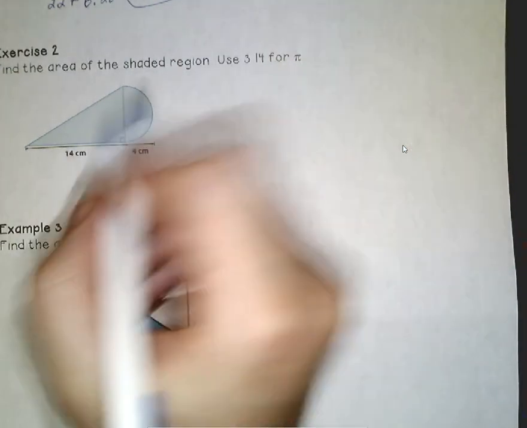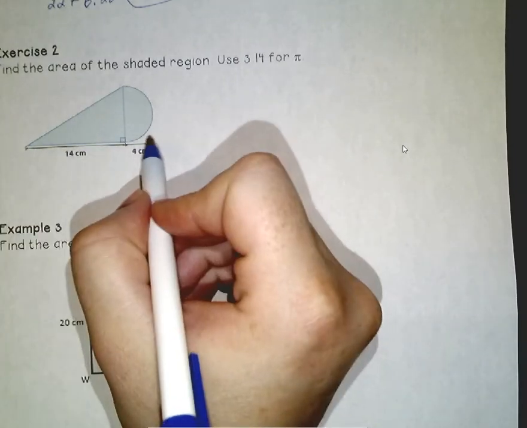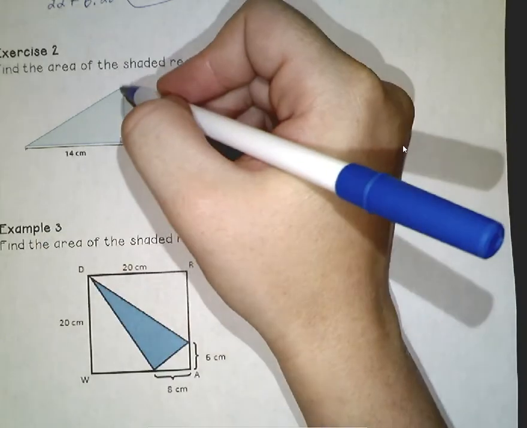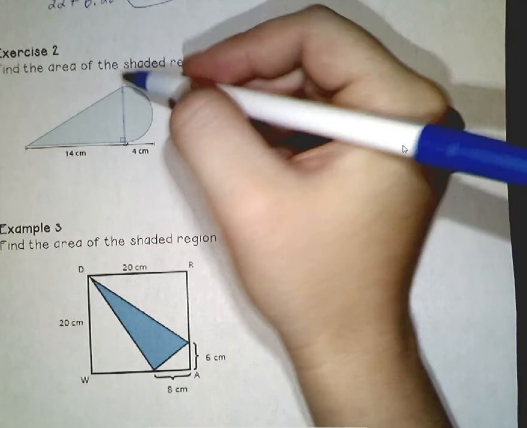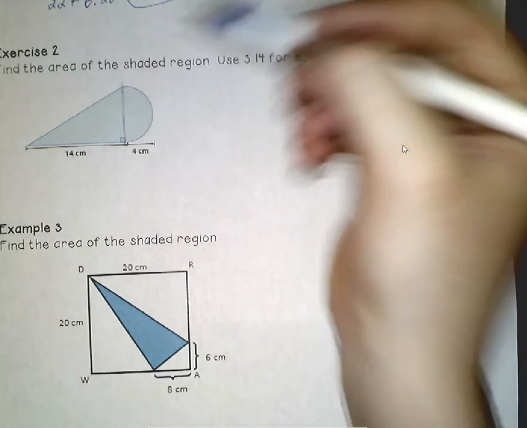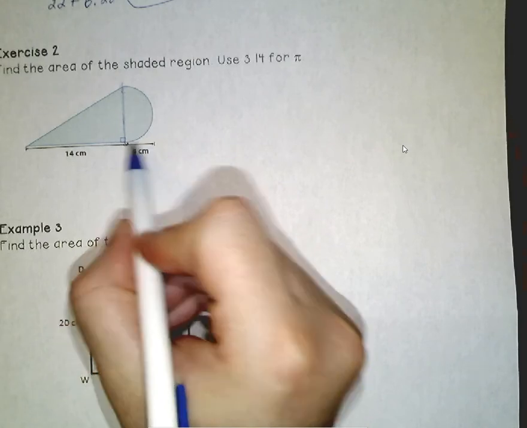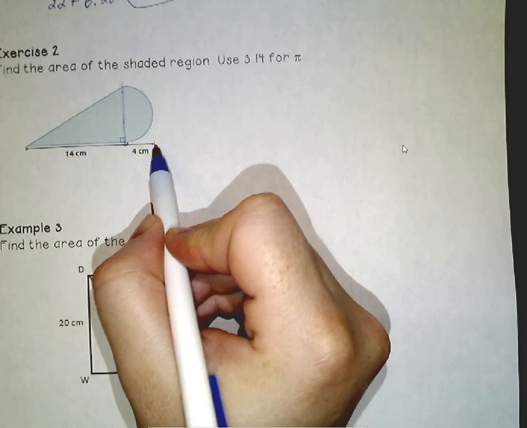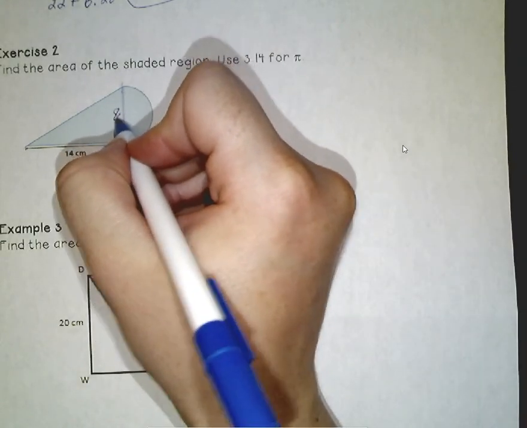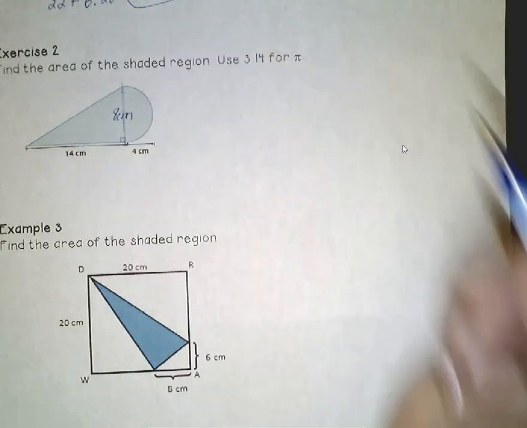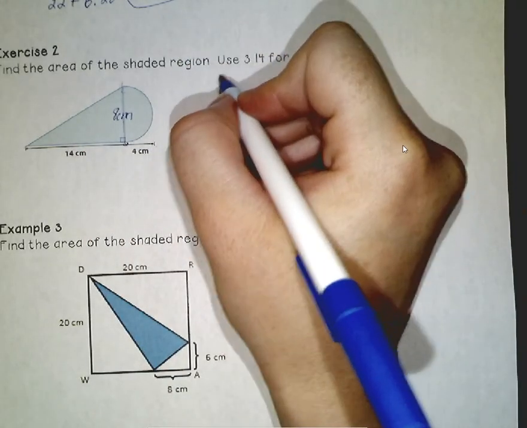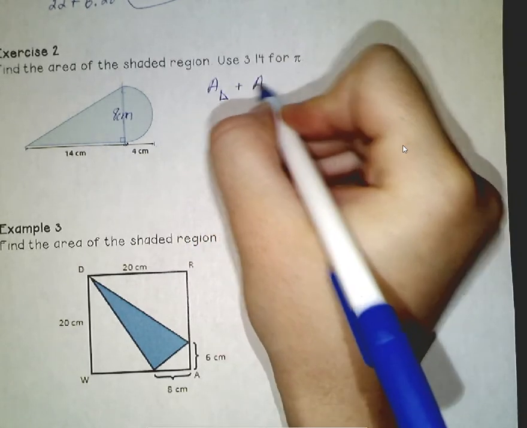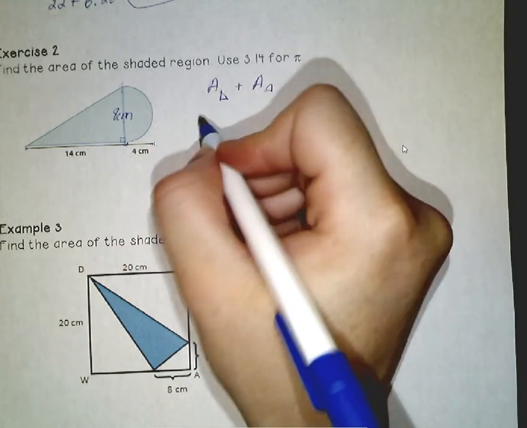So for this problem, we need to have the base of our triangle and the height of the triangle. Height of our triangle is also the diameter of a circle. The circle has the radius of 4 centimeters. Since the radius is 4, diameter is twice as much, so it will be 8 centimeters. Okay, so now we have everything we need. Area of the triangle, and then we will combine area of the semicircle. That's the strategy that we are going to use.